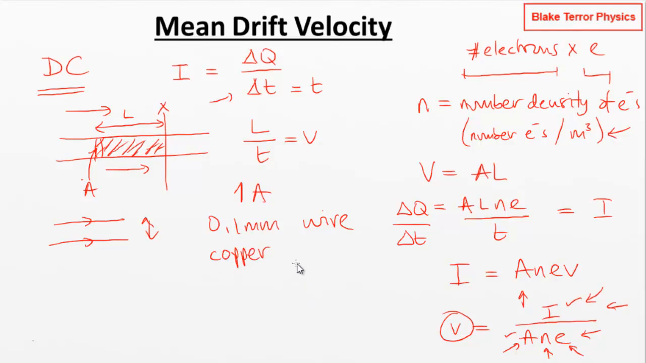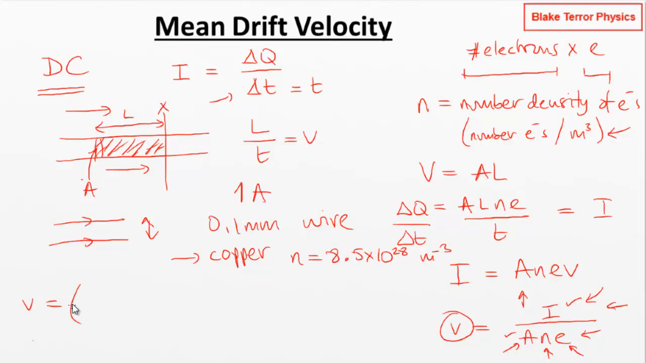We can look up on our table and see that copper has got a number density of 8.5 times 10 to the 28 per meter cubed. So that's a lot of electrons waiting there to get going, which is what you'd expect in something that conducts as well as copper. So now we have to put all this into our formula here to get that V is going to be 1 over.